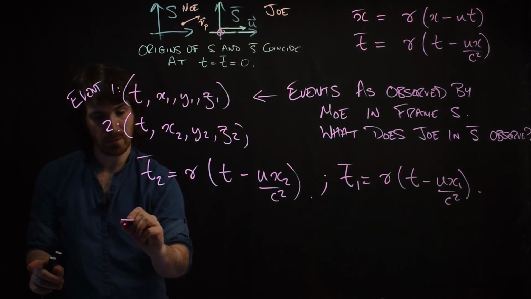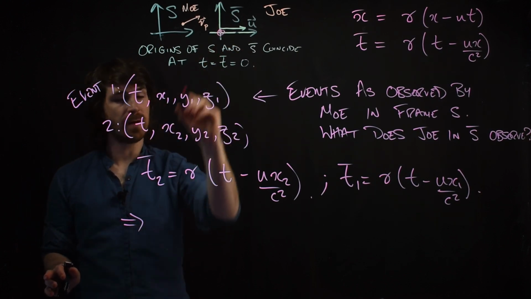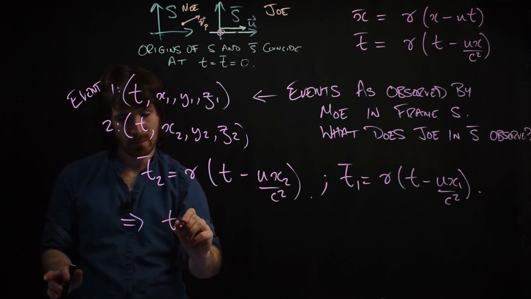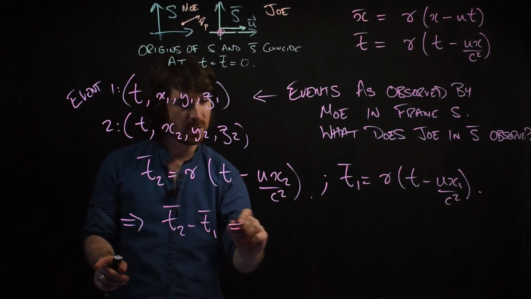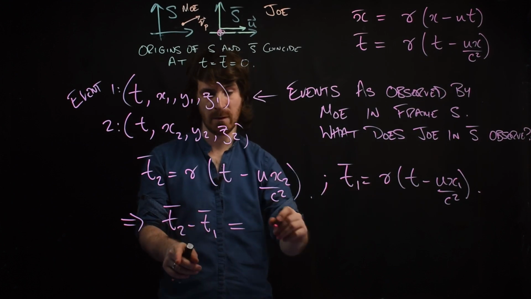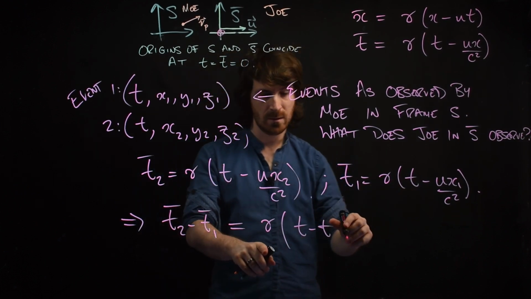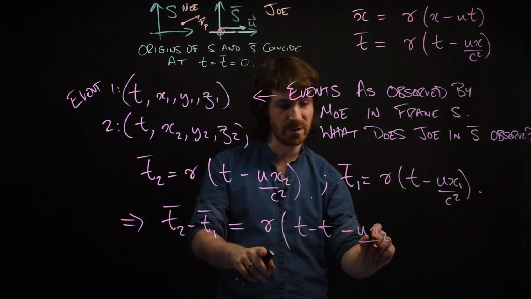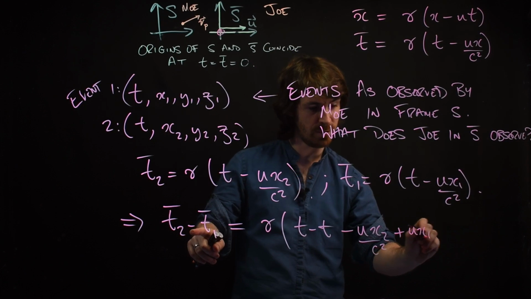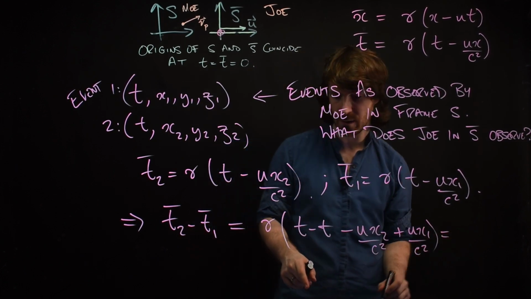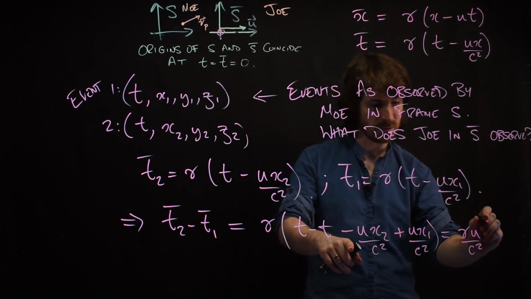Okay, so let's think about what Joe observes. He thinks that the two events, 1 and 2, happen with a time difference of T2 bar minus T1 bar. This equals gamma times (T minus u x2 over c squared) minus (T minus u x1 over c squared). There's a minus minus, so plus u x1 over c squared. The T's cancel, and you've got gamma u over c squared times (x2 minus x1).